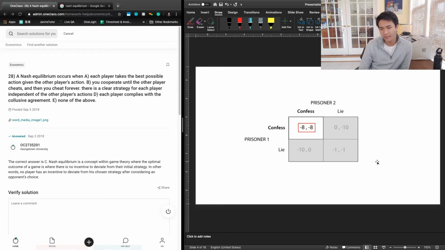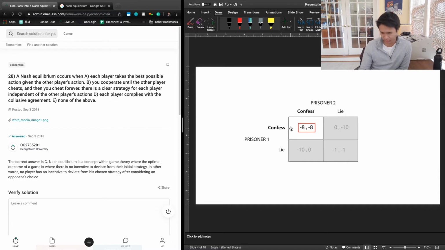So the best outcome, if you could coordinate, is for you both to lie and you both get 1 year in jail, right? Because that would reduce how much time you were likely to do, given the other person's choice. What Nash equilibrium tells us, however, is that the actual outcome is going to be -8, -8, and that is a Nash equilibrium for this scenario.